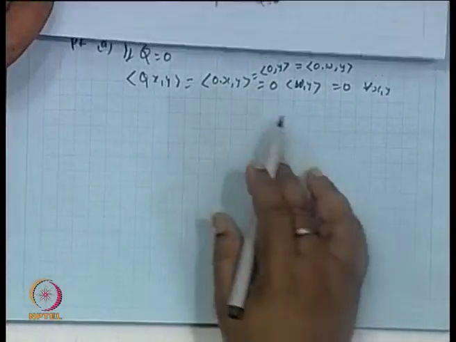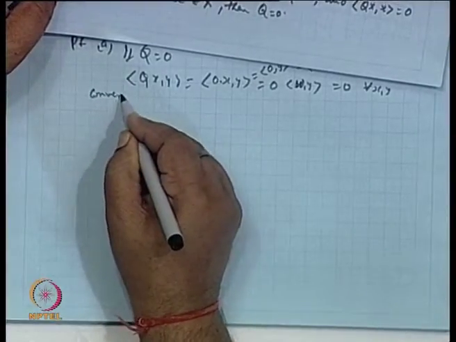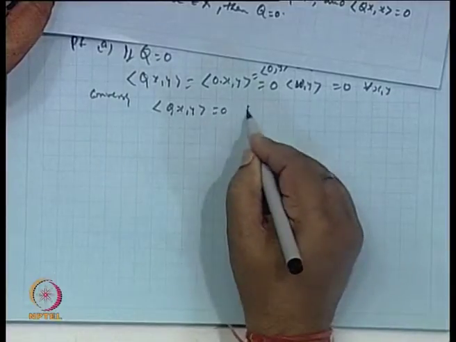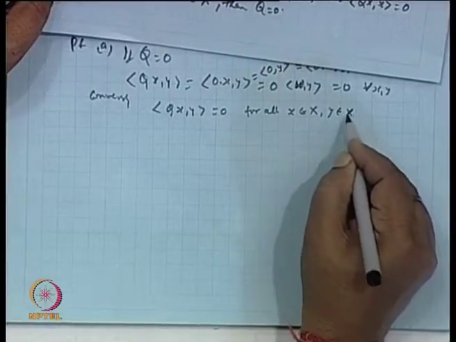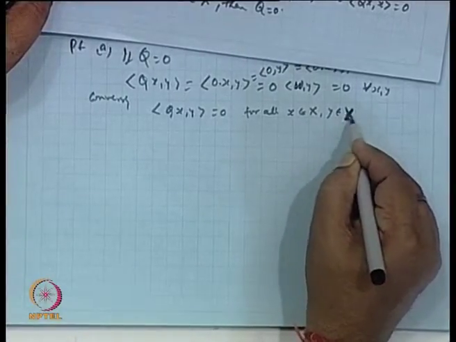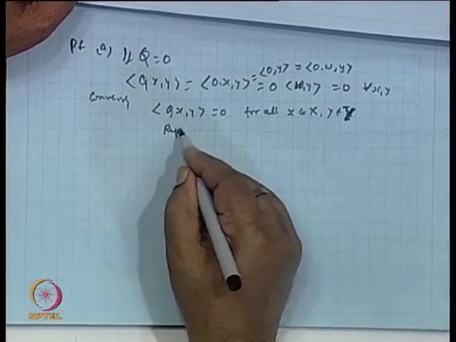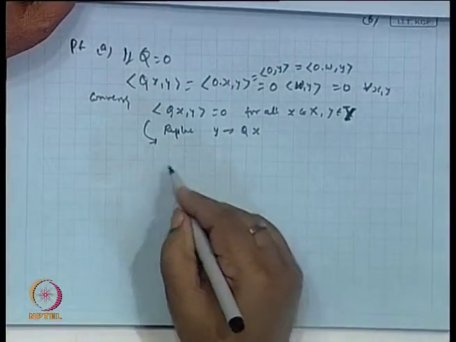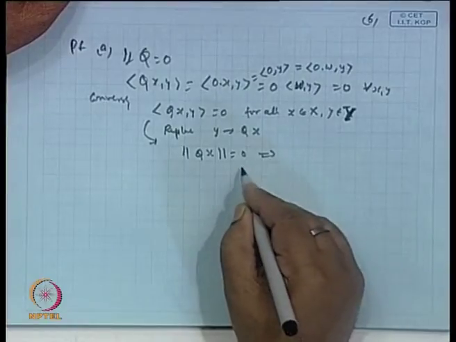Now, conversely, suppose conversely that Qx comma y is 0 for all x belonging to capital X, y belonging to capital Y, okay, then replace y by Qx. So, what we get from here is norm of Qx is 0, for every x.